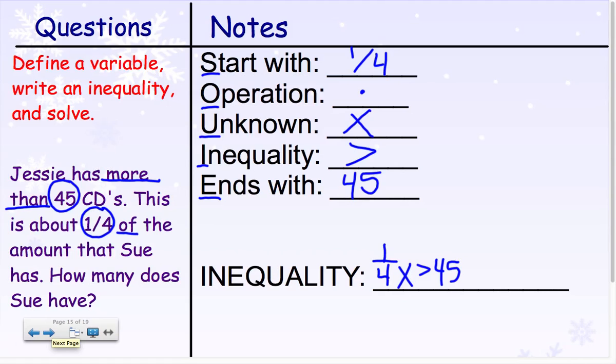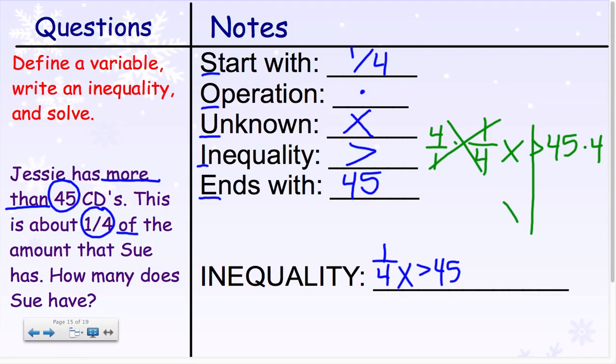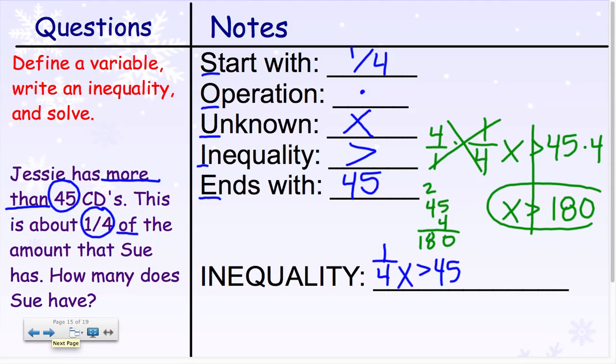So if I want to solve that, I have a fraction 1/4, so I have to times by the reciprocal, 4/1, or 4. That makes 1. If I do 45 times 4, I get 180. So that means Sue has more than 180 CDs.